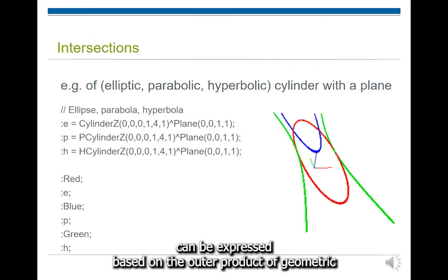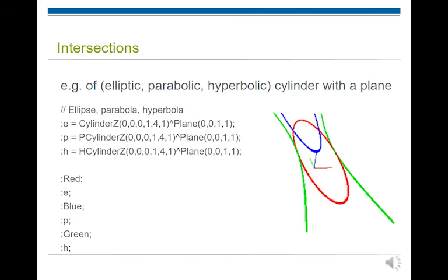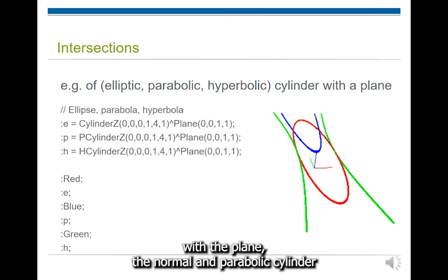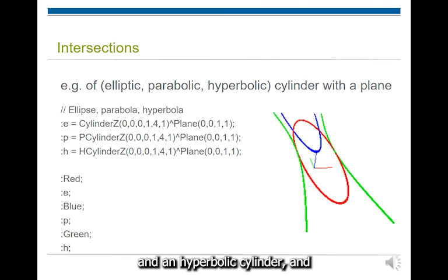Again, intersections can be expressed based on the outer product of geometric objects. In this case, we can see the intersection of different types of cylinders with a plane, a normal cylinder, a parabolic cylinder, and a hyperbolic cylinder. And the results are ellipses, parabolas, and hyperbolas.